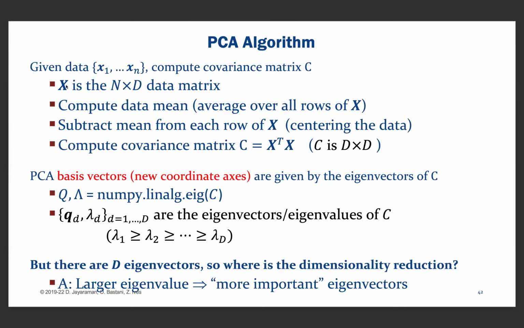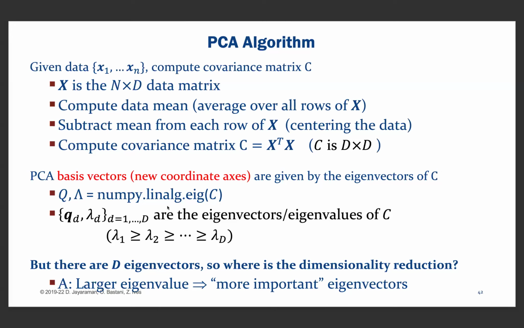So we have an X, which is an n by d data matrix. N is the number of data vectors, the number of input points. D is the number of features, or number of columns in your data. We need to compute the mean by averaging all rows of X and subtract the mean from X, so that the data is centered. Afterwards, we compute the covariance matrix, XTX, and then we compute eigenvectors and eigenvalues.